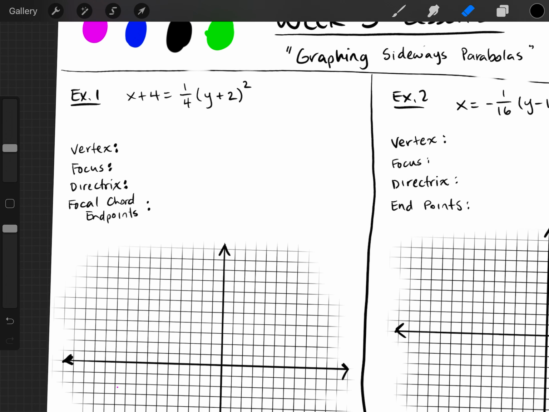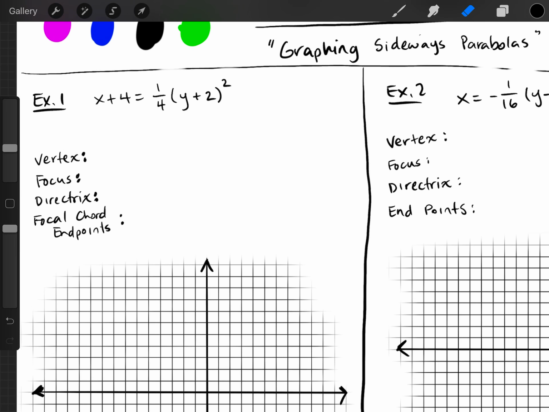Now the steps for doing these graphs are exactly the same. The first step is to look at it and figure out which variable we get by itself. Again, look how complicated it would be to get this y by itself. We'd have to square root and all of this nonsense. We don't want to do that. We need to get this x by itself. It doesn't have the squared. So to get x by itself, we start by subtracting that 4 over, and we end up with this equation: x equals 1 over 4, y plus 2 squared minus 4. That's exactly where we want it.